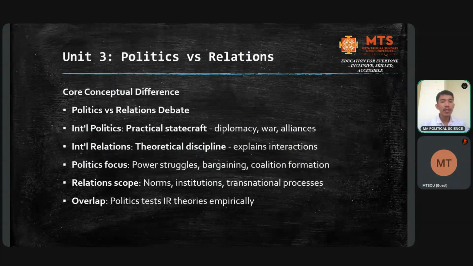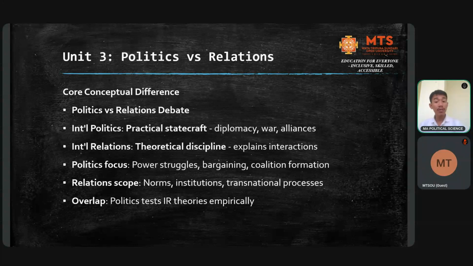Now let's go to Unit 3: Politics versus Relation. What is international politics versus international relation? International politics is practical statecraft, diplomacy, war, and alliances. International relation is a theoretical discipline that explains interaction. So international politics talks about practical state action, about diplomacy, war, and alliances. But international relation is a very theoretical discipline that tries to explain the phenomena.